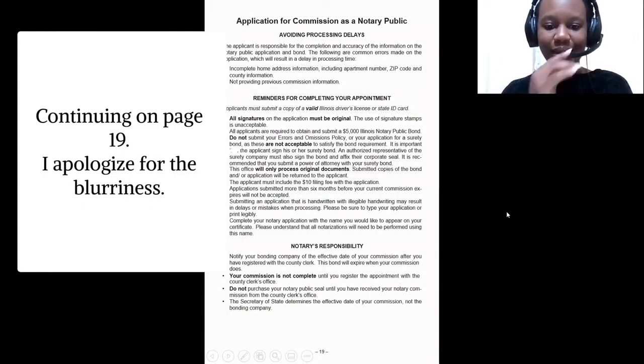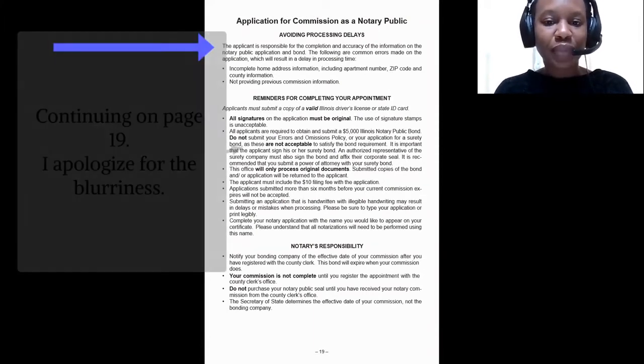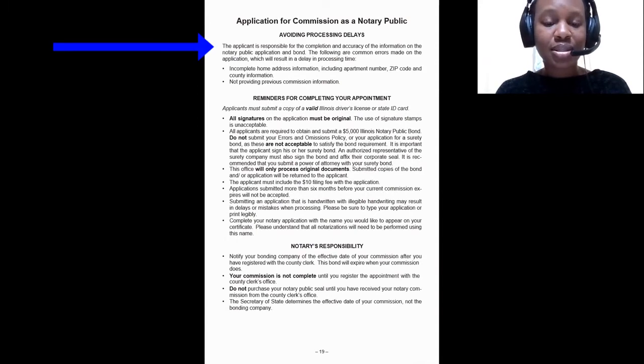All right, so let's go ahead and get into the final portions of this handbook, what could cause any kinds of delays if you do have any, and that is incomplete home address information, including the apartment number, the zip code, and the county information.